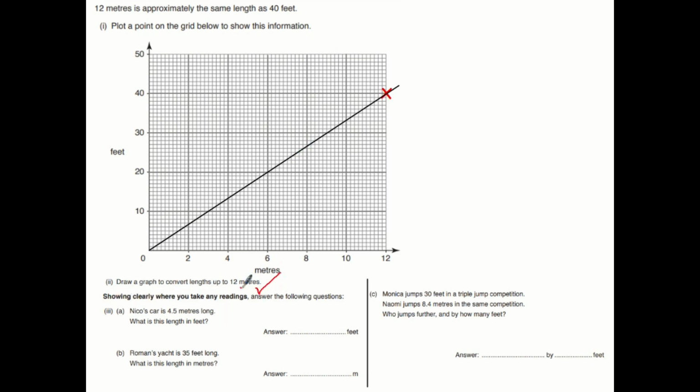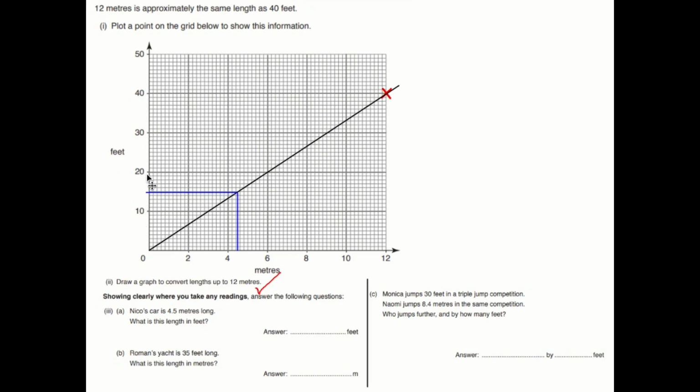Showing clearly where you take your readings, answer the following questions. Nico's car is 4.5 metres long. What's its length in feet? So get a pencil and a ruler and go up 4.5. Well, that's 5 metres. So 4.5 is here. Go up to where it hits the graph, read off, and you'll find it's exactly between 10 and 20. So that is 15 feet.